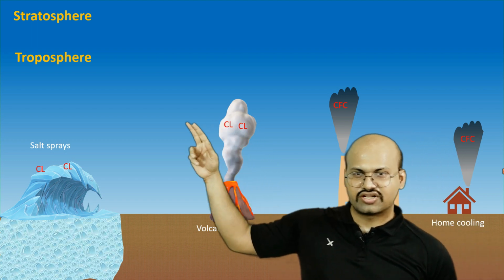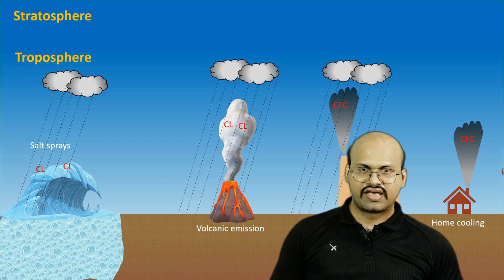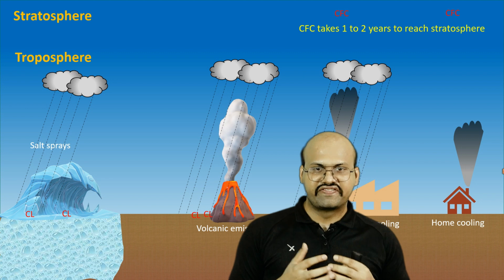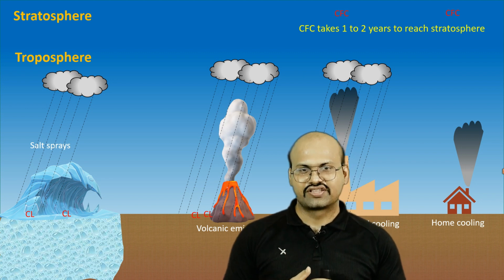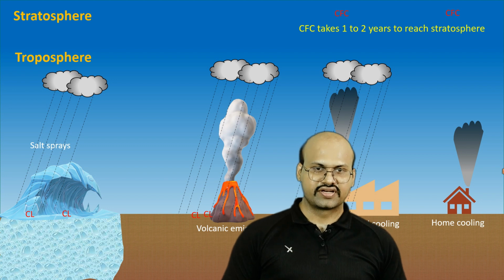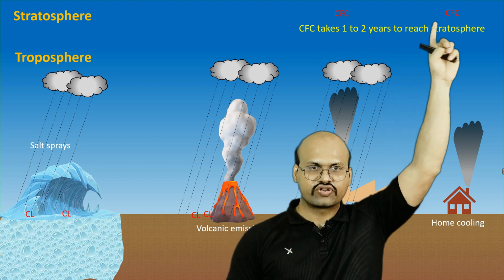These natural sources of chlorine get dissolved in water and come back to the earth. But these CFCs are very stable. They do not react with water or rain, and they remain suspended in the atmosphere. It takes them around 1 to 2 years to reach the stratosphere.